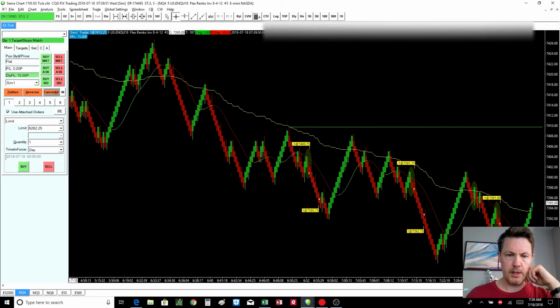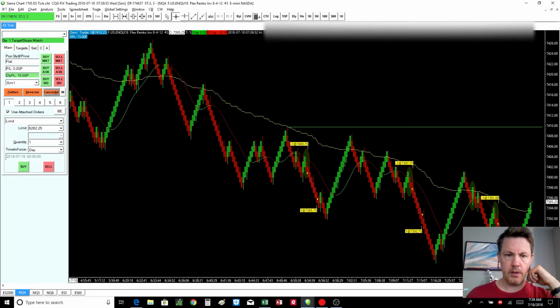Anyway, the idea basically is to trade with the trend as indicated by this curve here. So I'm only looking for shorts when it's red, and only looking for longs when it is green. The third rail, this yellow curve here, is based on a higher time frame.